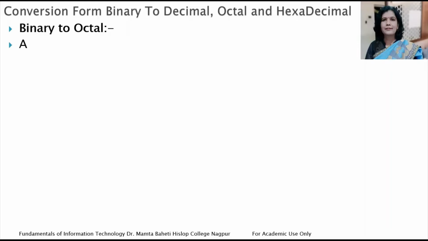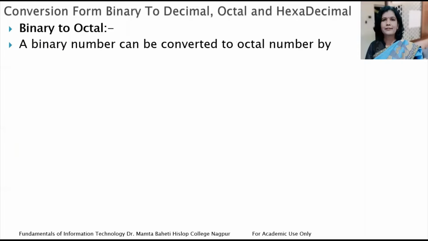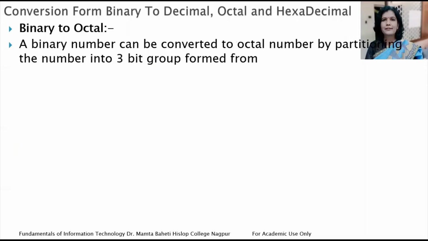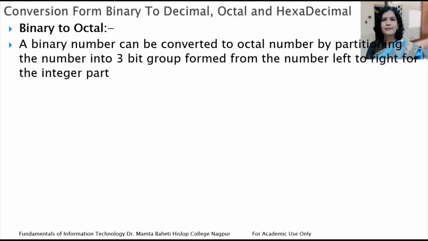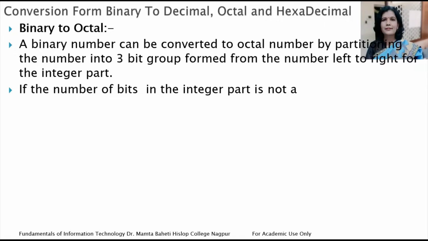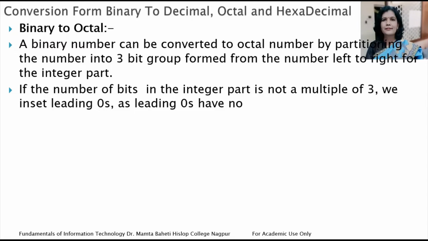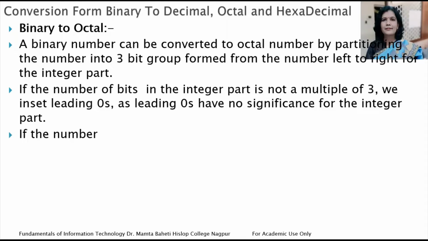Now we will see binary to octal. So a binary number can be easily converted into an octal number by just splitting the number into groups of 3. We'll see just like that. Suppose the number of bits in the integer part is not a multiple of 3, then the leading positions will be considered as zeros. Okay, because leading zeros don't have a significance.